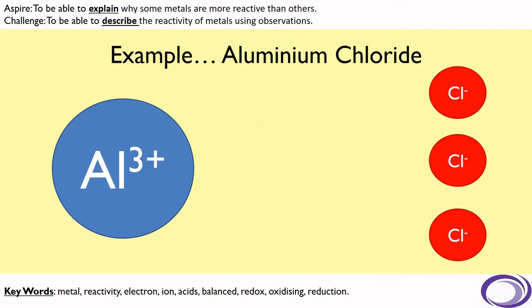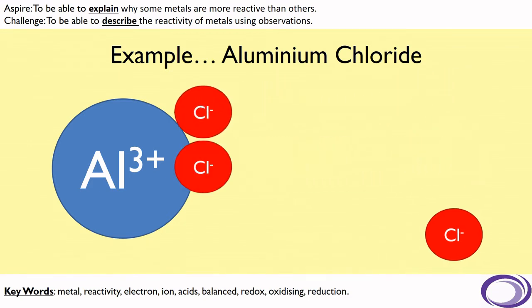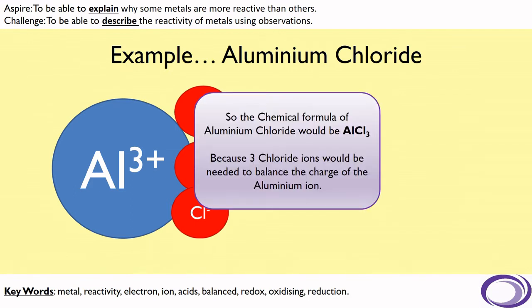Aluminium chloride. Aluminium is a 3 plus ion, it's in group 3. So to cancel out that 3 plus charge, we would require 3 negative chloride ions, and three ions will attract to each aluminium ion. Remember, this will form a giant lattice, but within that giant lattice there will be three times more chloride ions than aluminium ions to balance that charge. So the formula of aluminium chloride would be AlCl3. Three chloride ions would be needed to balance the charge of the aluminium ion.